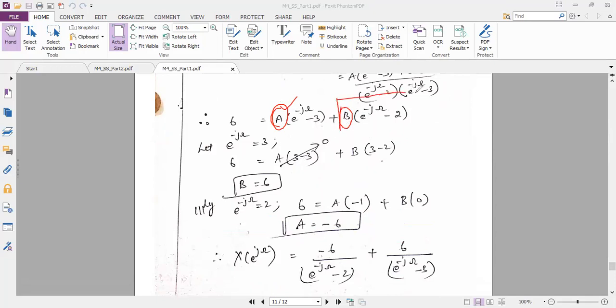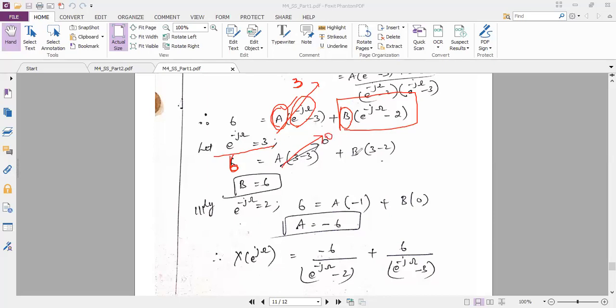To make the B term 0, the only possibility is this e power minus j omega. If I assume it as 3, then 3 minus 3 becomes 0. The complete first term will vanish, so I will be getting the second term. So I am letting e power minus j omega equal to 3, so that the left hand side is 6 only. 6 is equal to, the first term will be 0.